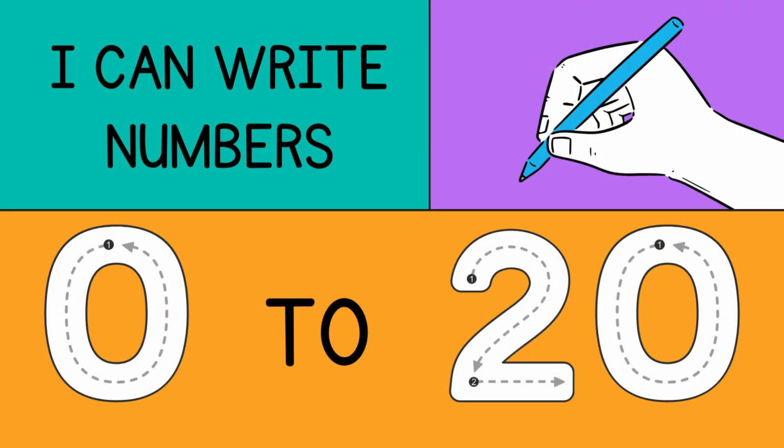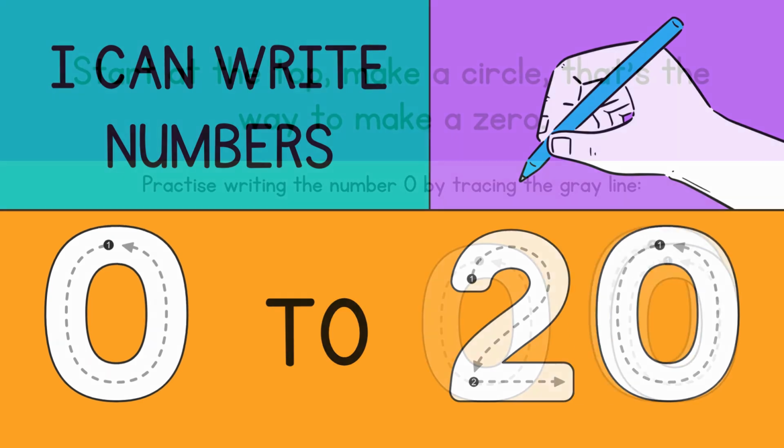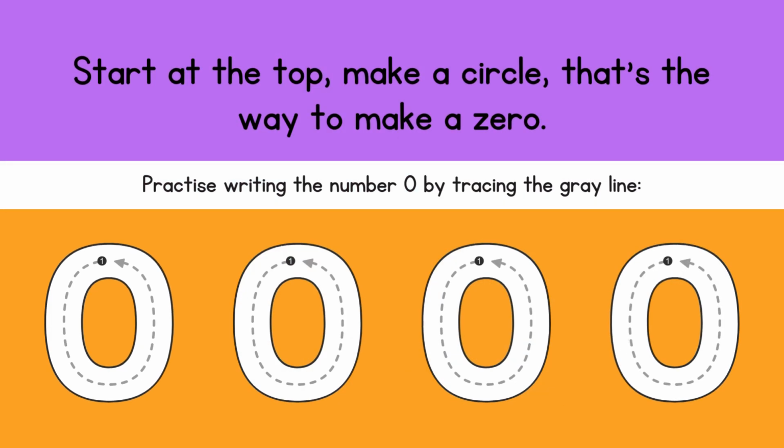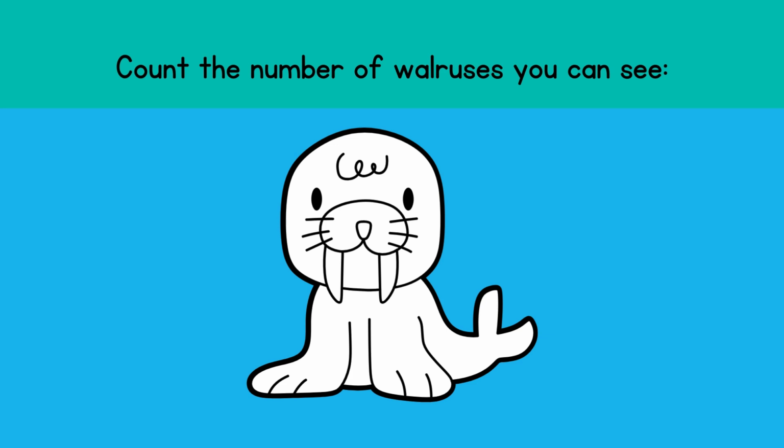I can write numbers 0 to 20. Start at the top, make a circle, that's the way to make a 0. Practice writing the number 0 by tracing the gray line. Count the number of walruses you can see.